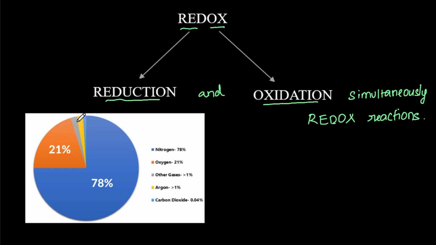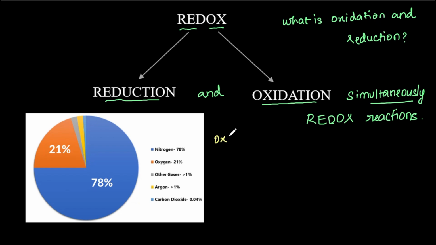So first we are going to learn what is oxidation and reduction. We will learn the definition of oxidation and reduction, and then we will see the reason why oxidation and reduction occur simultaneously. Only when you know the correct definition of oxidation and reduction, you know why they always occur simultaneously. So first let us see what is oxidation.